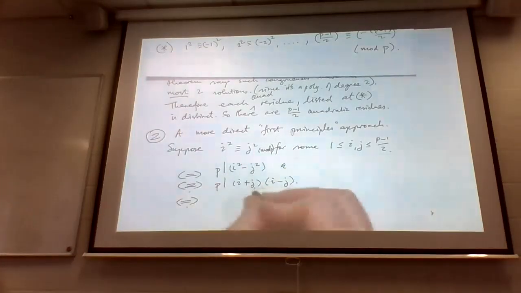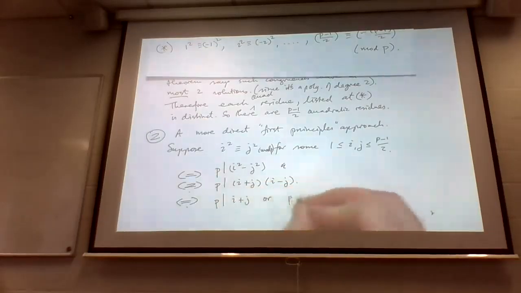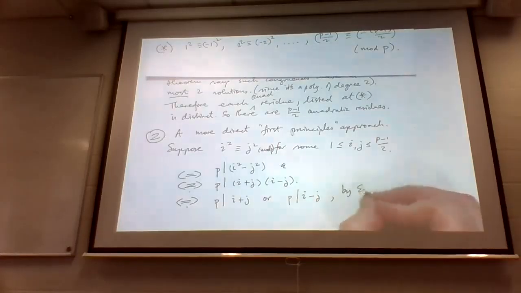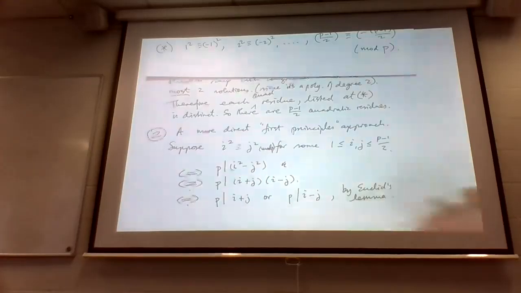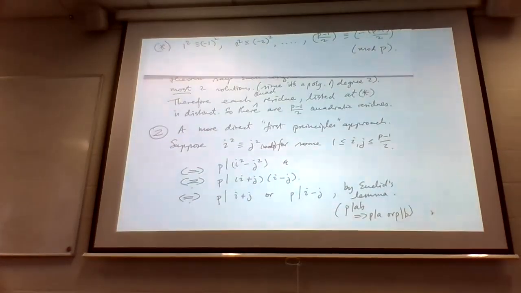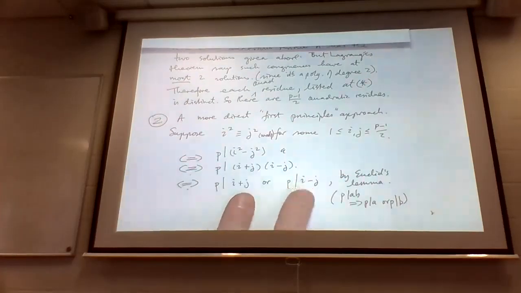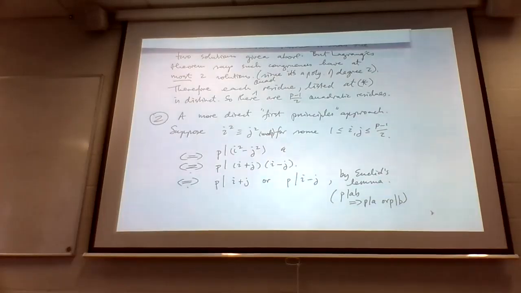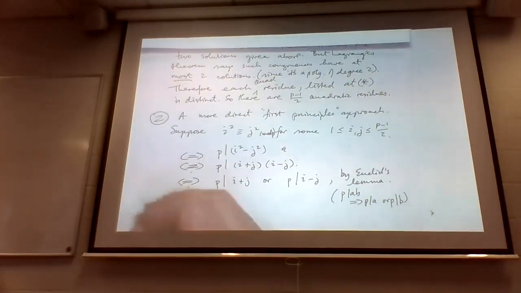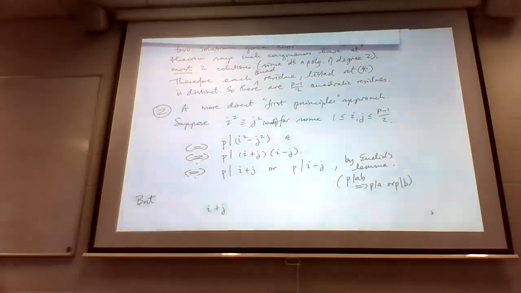So this is equivalent to p divides i plus j, or p divides i minus j. This is by Euclid's lemma. If you can't remember the name, just give the general version of it: p divides ab implies p divides a or p divides b. Although you've written that there. So now we've got two cases. Let's look at each of them. What are the possibilities for i plus j as integers? Can we trap i plus j in a range?